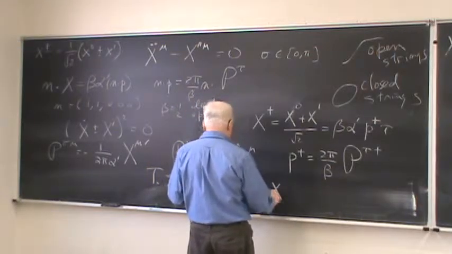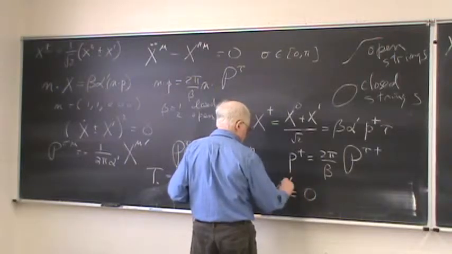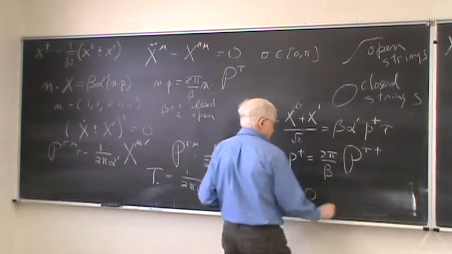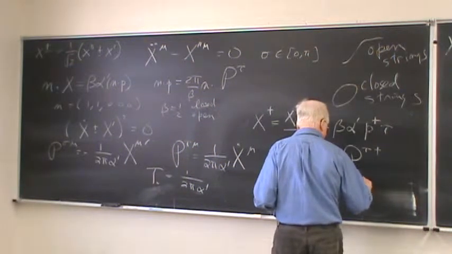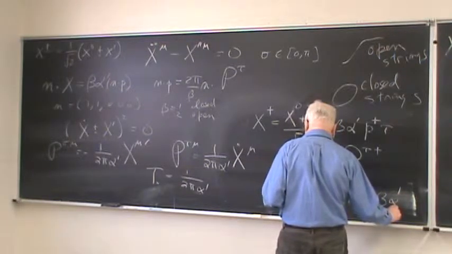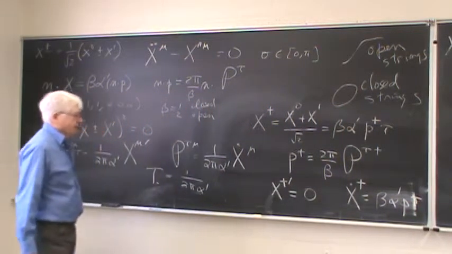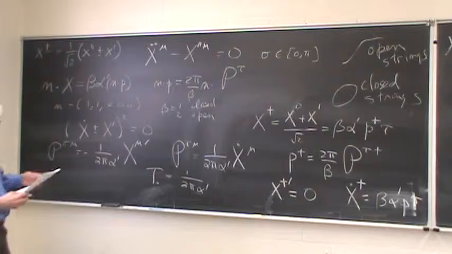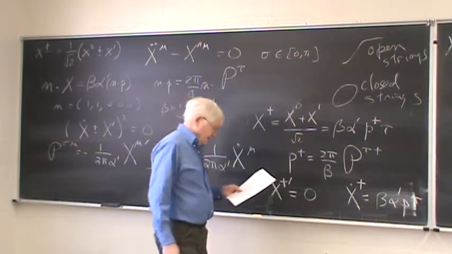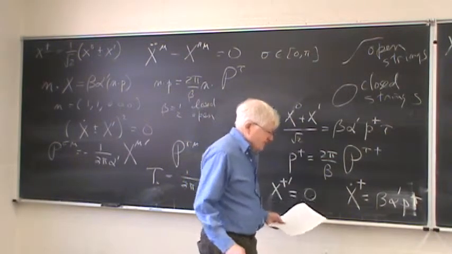Anyway, there are then some relations, namely that x plus prime is equal to 0. So x plus doesn't change with sigma, and x dot plus turns out to be beta alpha prime p plus. So these are relations that come about in general for the light cone gauge.